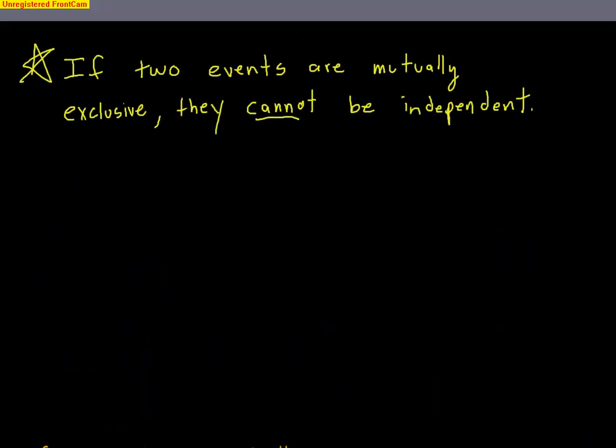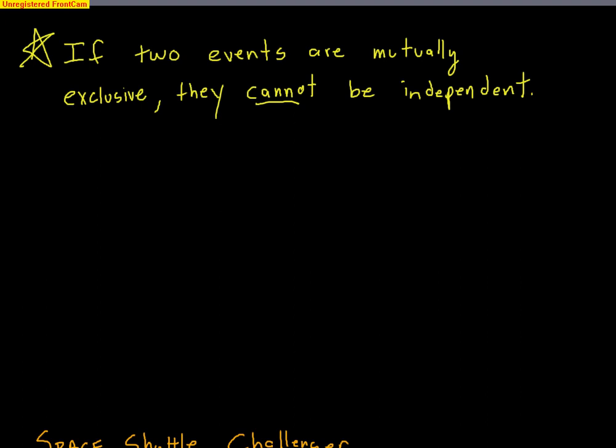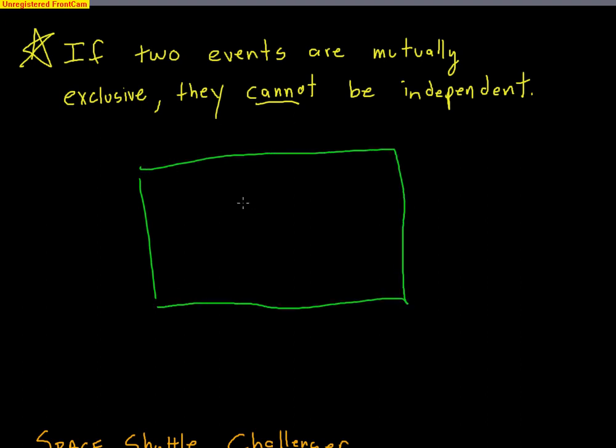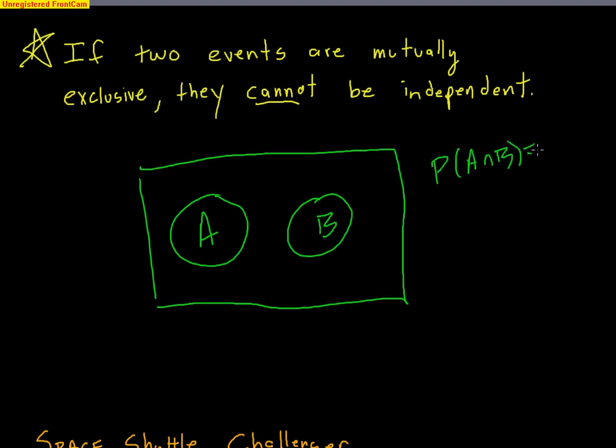Now, one statement I want you to understand is that if 2 events are mutually exclusive, they cannot be independent. This is a pretty important statement. I see it on a lot of tests. If 2 events are mutually exclusive, they cannot be independent. Let me explain why. Mutually exclusive means that your 2 events have no overlap. For example, getting an A in this class and getting a B in this class. The probability of you getting an A and a B is equal to 0.